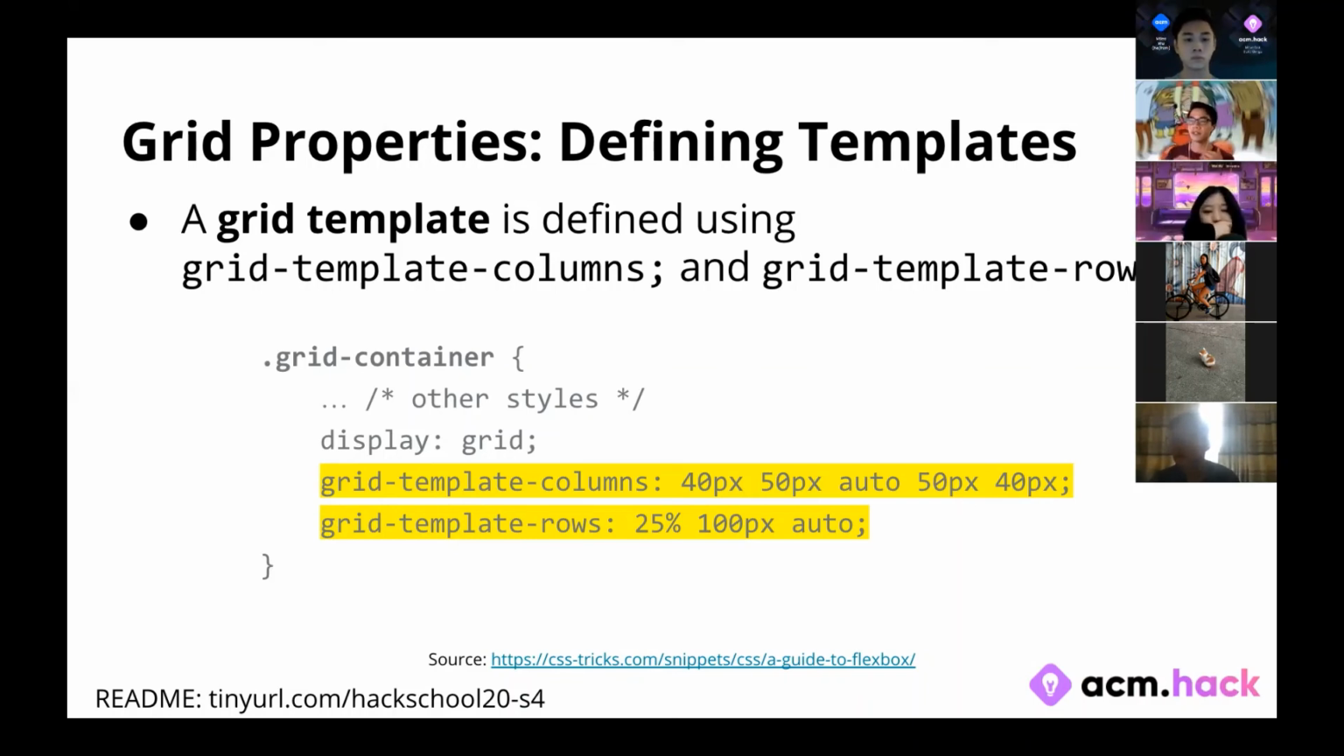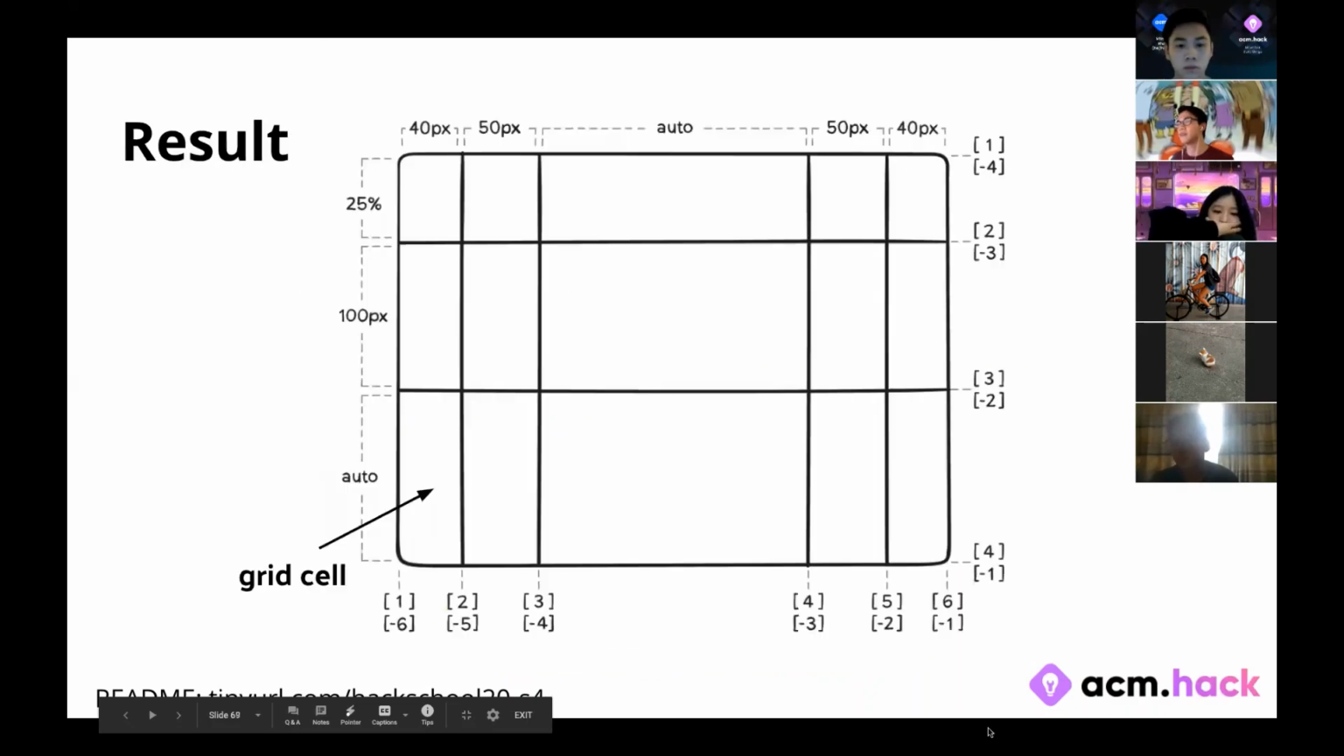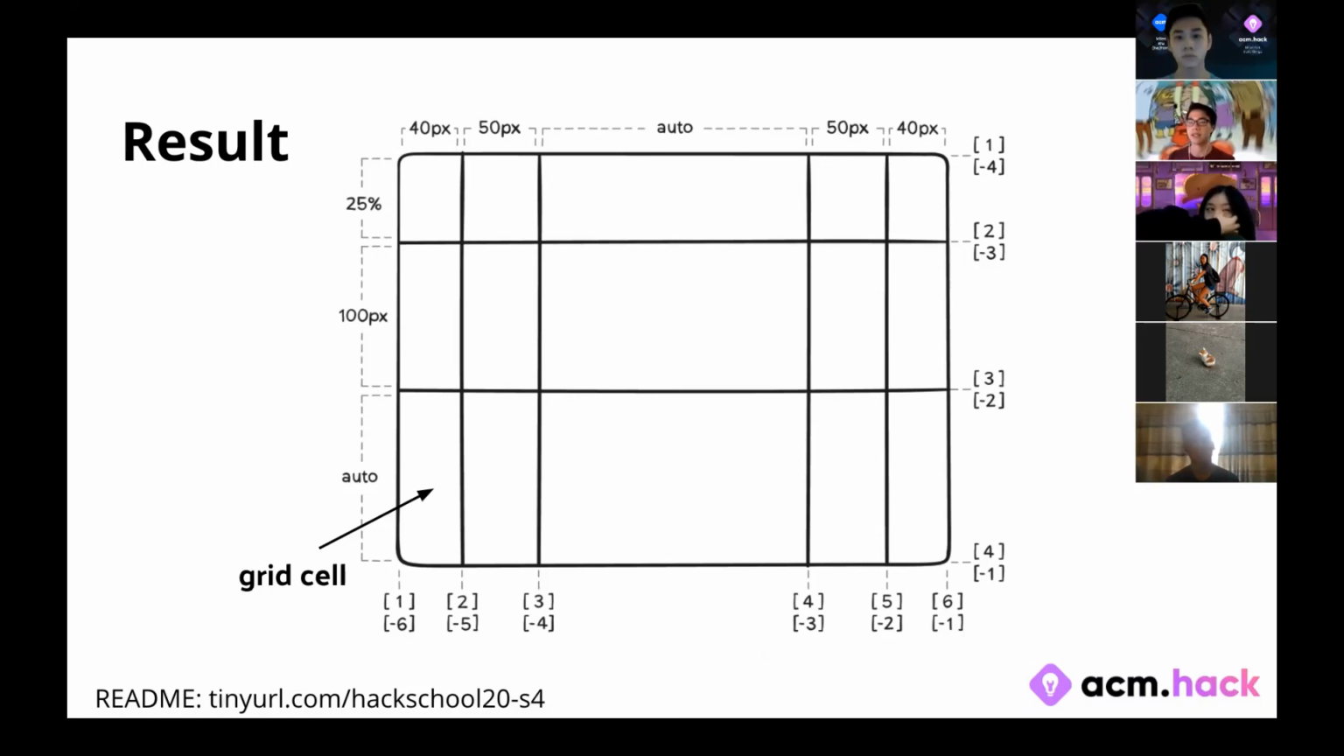And then similarly for grid template rows, we would define 3 rows in this case. 25% means that I want to take 25% of the grid container. 100 pixels is fixed, and again, auto. Once this process is done, this won't be reflected, but you will see something like this happen behind the scenes. On the top, you can see all the column lengths that we've specified, and the rows, and it makes a really nice grid that we can work with. Each of these individual rows and columns makes up a grid cell that you can put your grid item inside.